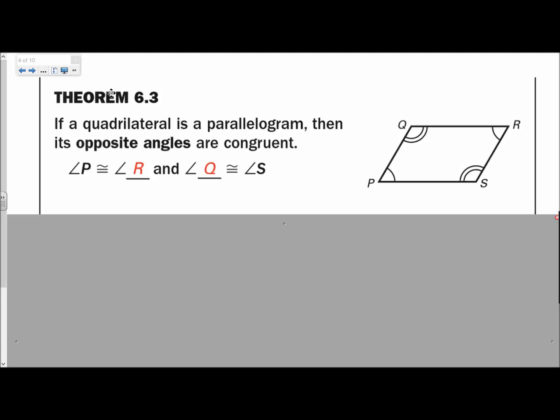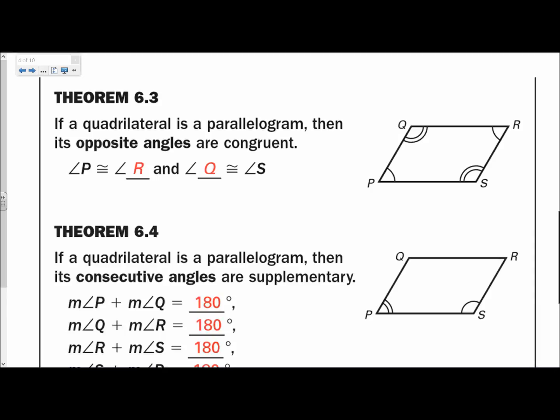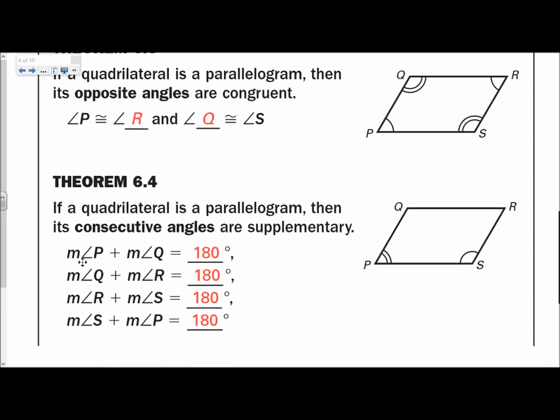Next one. So I'm already throwing two theorems at you. Here's a third one now. And they're all about parallelograms. There's all kinds of special things that happen with parallelograms. Opposite sides congruent, opposite angles congruent. Look at the next one. If a quadrilateral is a parallelogram, then its consecutive angles are supplementary. We know that word supplementary. We've seen that before with angle relationships. Consecutive angles are supplementary. That means angles right next to each other.